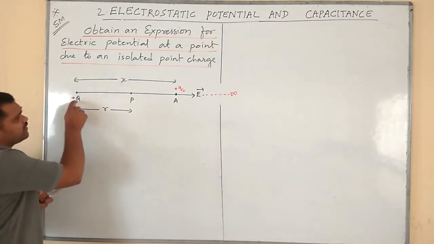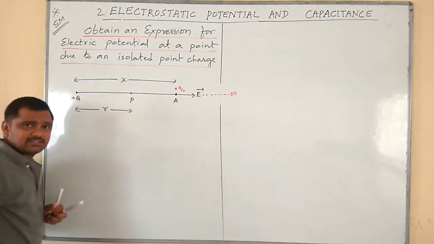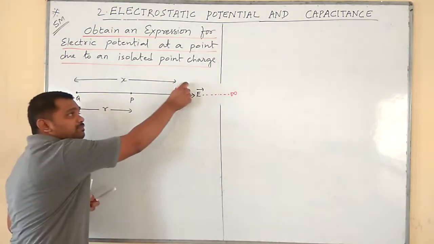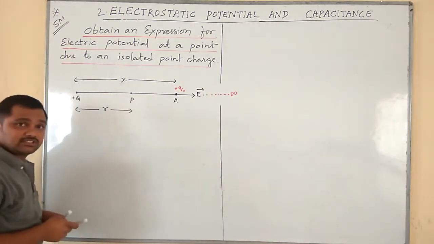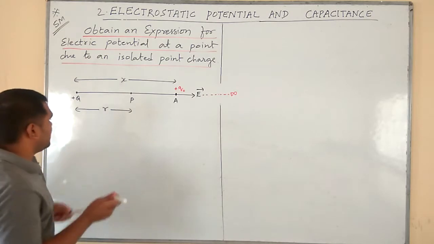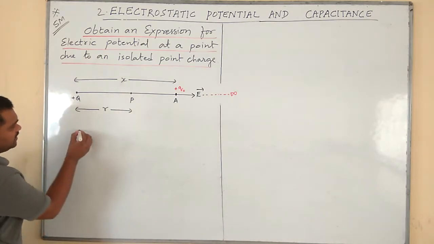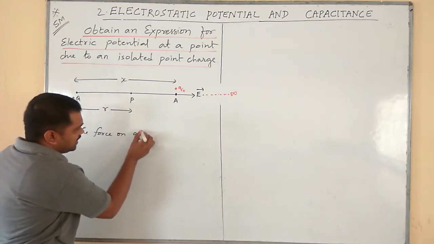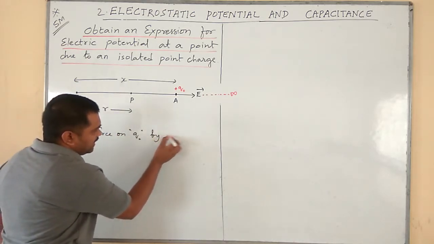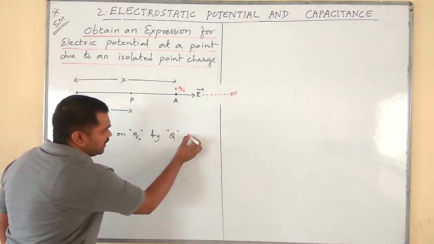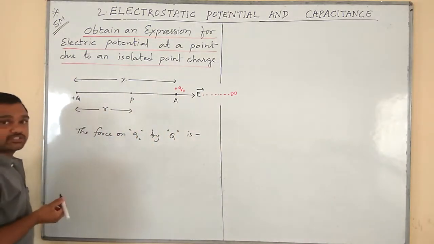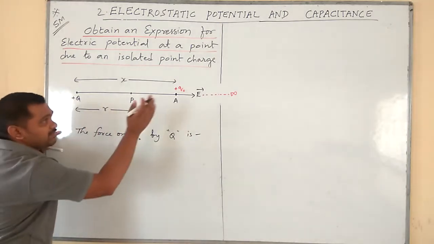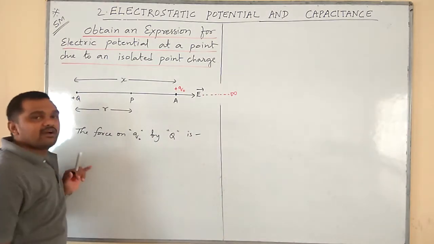Can you tell me what is the force between Q and Q0? That is, the force exerted by this plus Q on this plus Q0. What is the force? It is explained by Coulomb. According to Coulomb's law, the force on Q0 by capital Q is what type of force? Electrostatic force. Attraction or repulsion? Repulsion, since both the charges are positive.